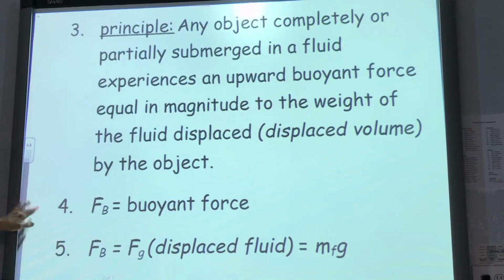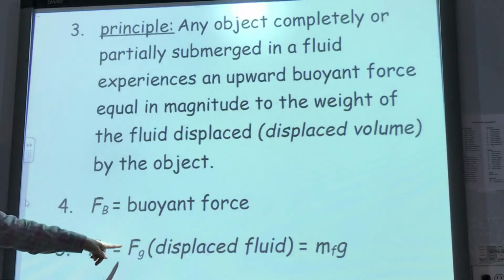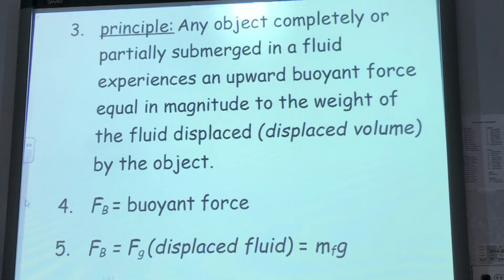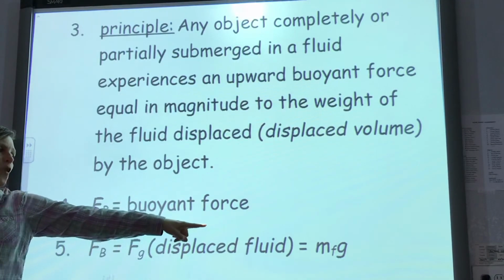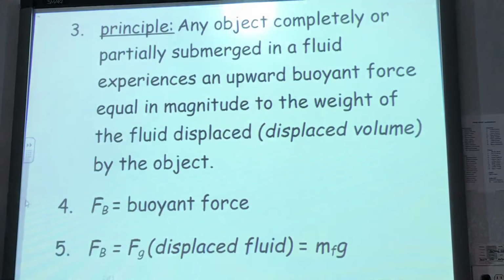And then a couple of housekeeping items. F sub B, capital B, is always buoyant force. And Archimedes' principle in terms of an equation and variables is that buoyant force, F sub B, is equal to the weight of gravity force, which you know as the weight of the displaced fluid. And in case you need a reminder, the weight of anything is its mass multiplied by its acceleration due to gravity, and that will give you the weight of the displaced fluid in newtons.